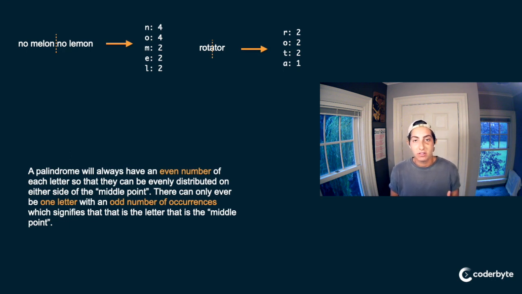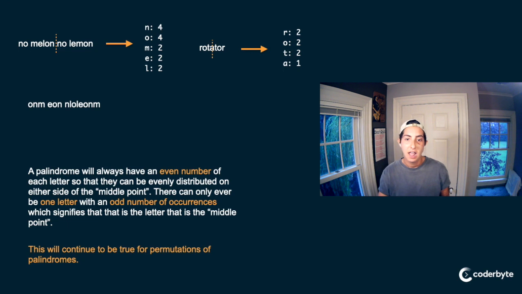Because even though the letters are mixed up in a different order, if we're checking frequencies, there is a way to organize them in such a way that there are the same letters in the first half as there are in the second half. So let's look at an example of a permutation of a palindrome. This is just saying this will continue to be true for permutations of a palindrome. It's true for palindromes and permutations of palindromes.